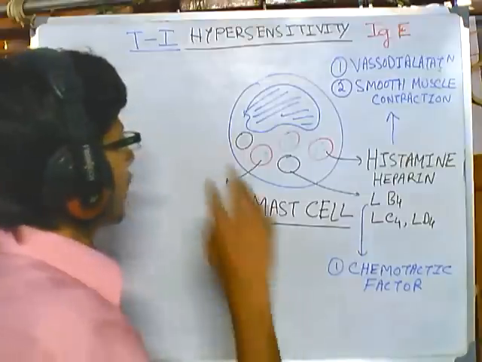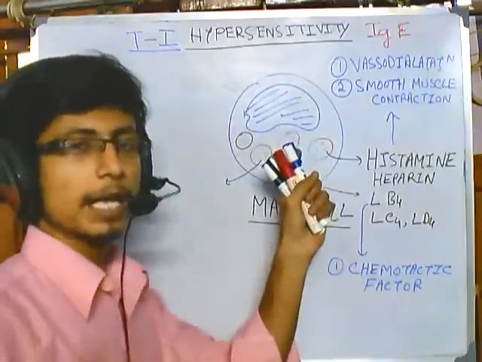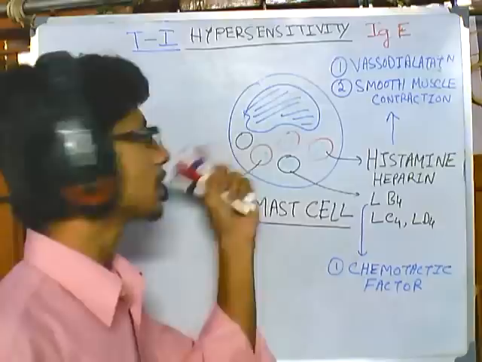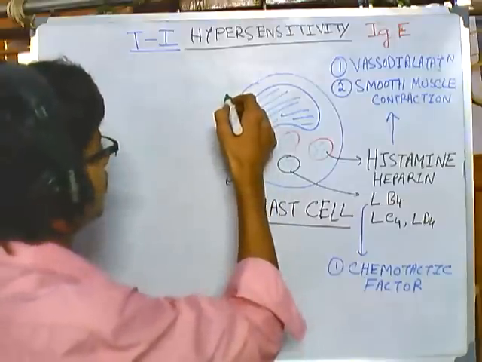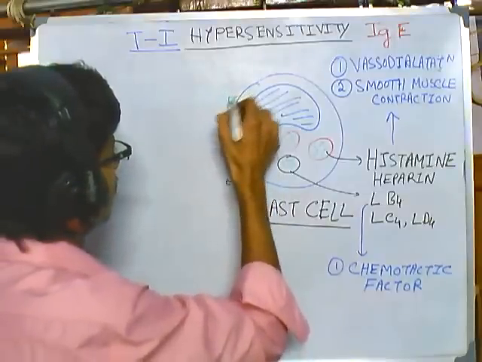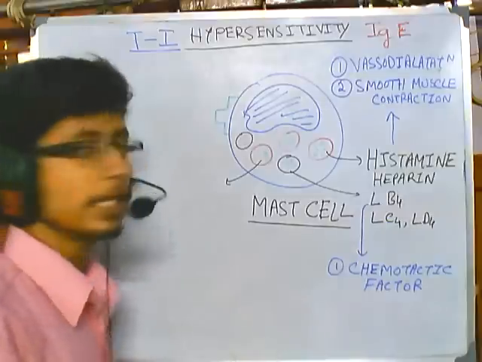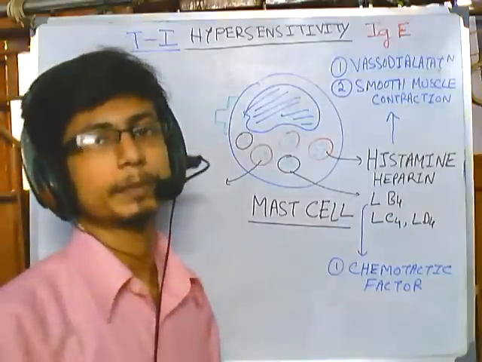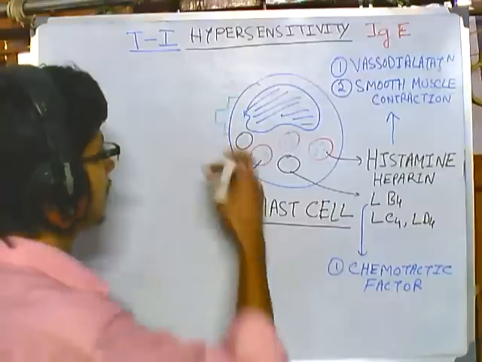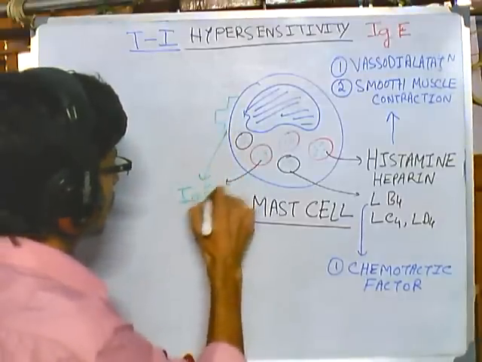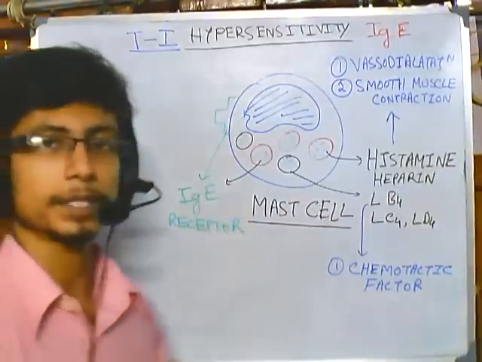Now, how are these mast cells getting activated? We have seen the inside story of the mast cells. Now let us look at the outside story. The outside story tells us that these mast cells have receptors. They have receptors for immunoglobulins. They are called immunoglobulin receptors, IgE receptors. So these are called IgE receptors.